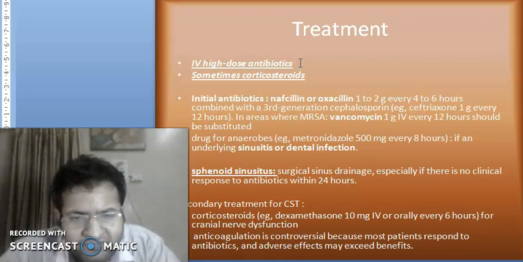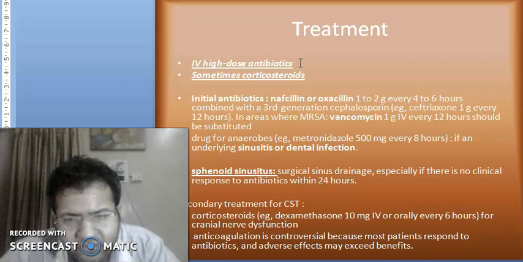If there is a sphenoid sinusitis responsible for the cavernous sinus thrombosis, surgical sinus drainage has to be done, especially if there is no response to antibiotics within 24 hours.